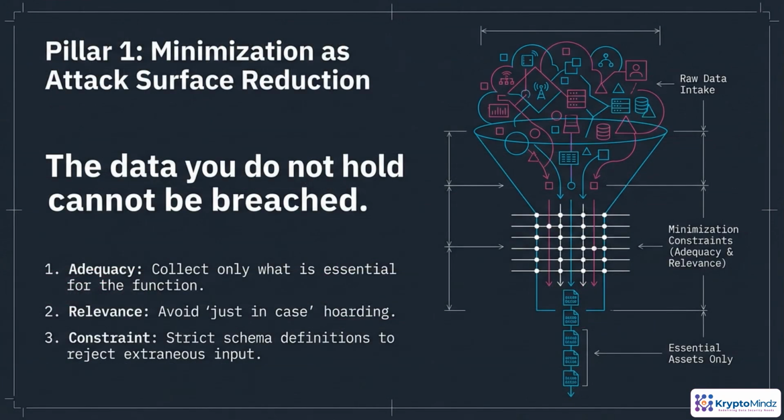Minimization is one of the most powerful secure by design moves you can make. The rule is simple. Data you never collect can never be breached, leaked, or subpoenaed. Design every product function to ask, what is the smallest, truly adequate data set we need to deliver this feature? Anything beyond that isn't an asset. It's attack surface and liability.